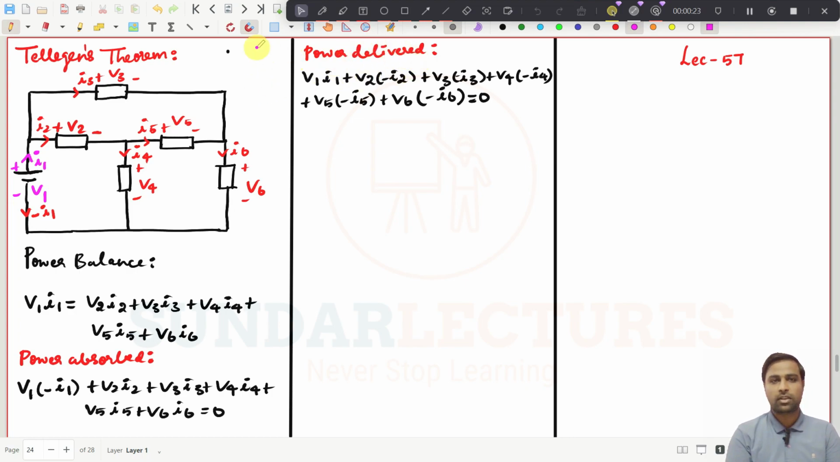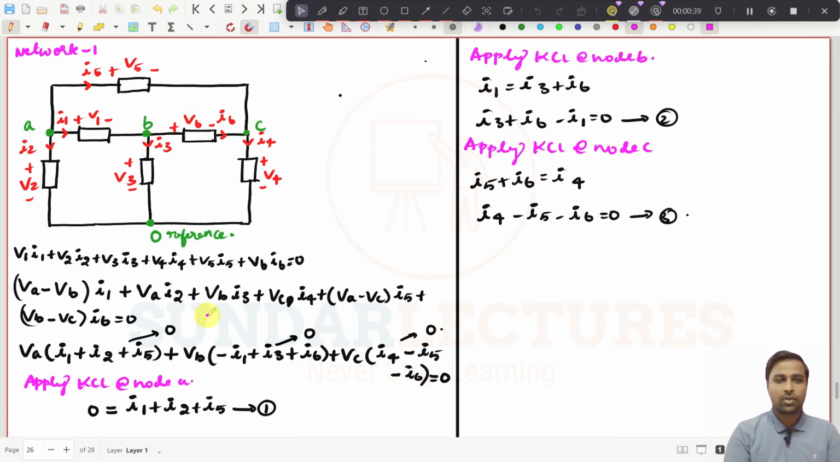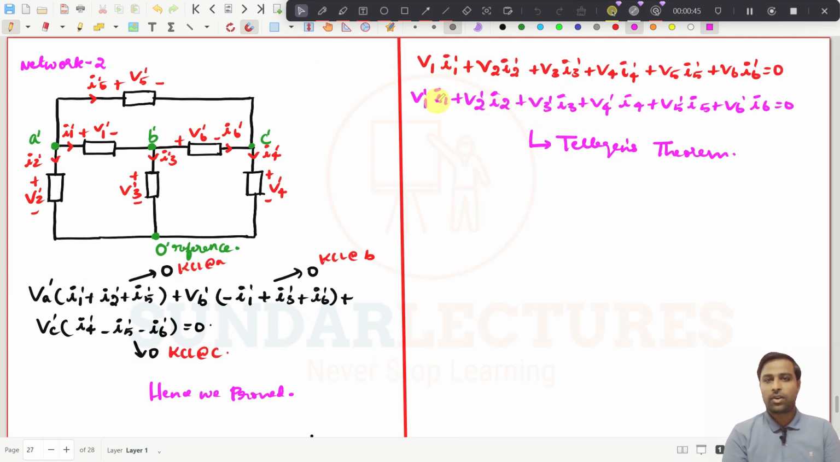Before that, we have discussed what is power delivered and power absorbed in an electric network, and then we proved the intelligence theorem with two different networks but with the same topologies. This is the final conclusion: V1 I1 dash, the first network's voltage and the second network's current in the same branch, and the addition of all these should be equal to 0. So this equation should be equal to this equation.